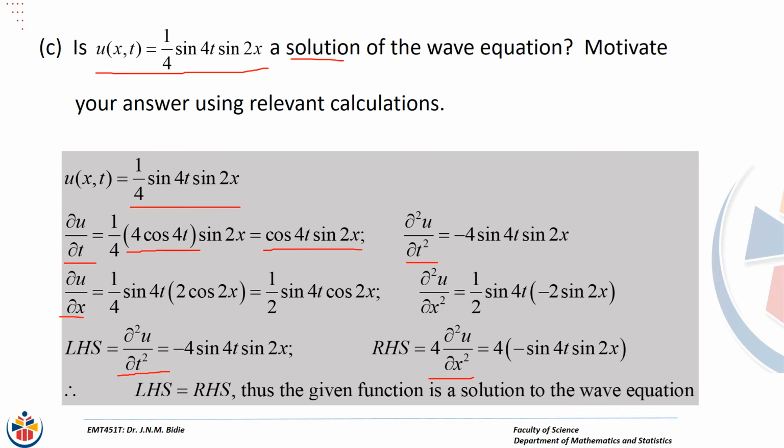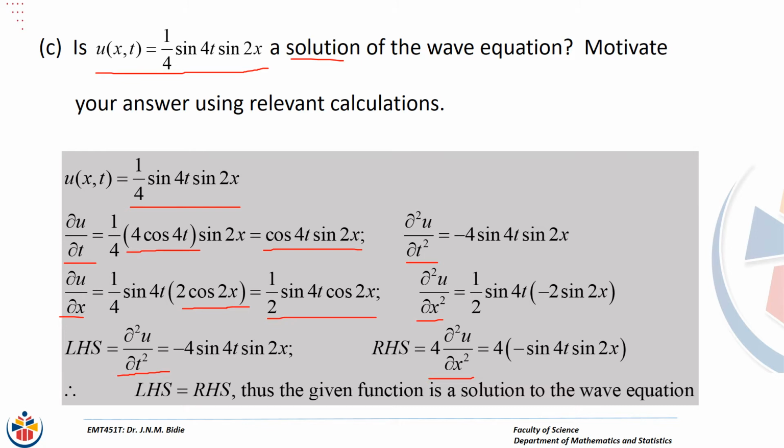So we take out 1 over 4 and sine 40 and only differentiate sine 2x. So we'll have 2 cos 2x, and then we simplify our expression, giving us 1 over 2 sine 40 cos 2x. Once again, we need to remember that on the right-hand side, we have the second derivative, so that means we have to differentiate again.